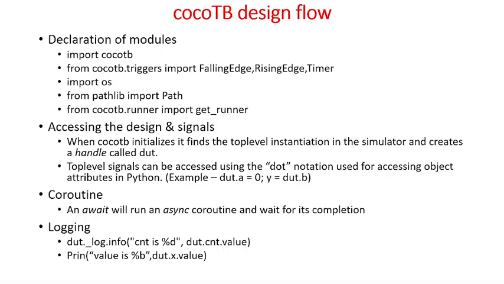Then coroutine. An await will run an async coroutine and wait for its completion, right? For example, inside a coroutine we can call another coroutine. We can write, for example, a clock generation process separately as another coroutine that can be called inside another coroutine. Then logging: whatever the inputs or outputs are, they should be displayed properly, and for that logging is required. So declaration of the module, declaration and importing of various libraries, writing the input, reading from the output, utilization of coroutines, and logging. These are the major blocks in every CocoTB test bench.